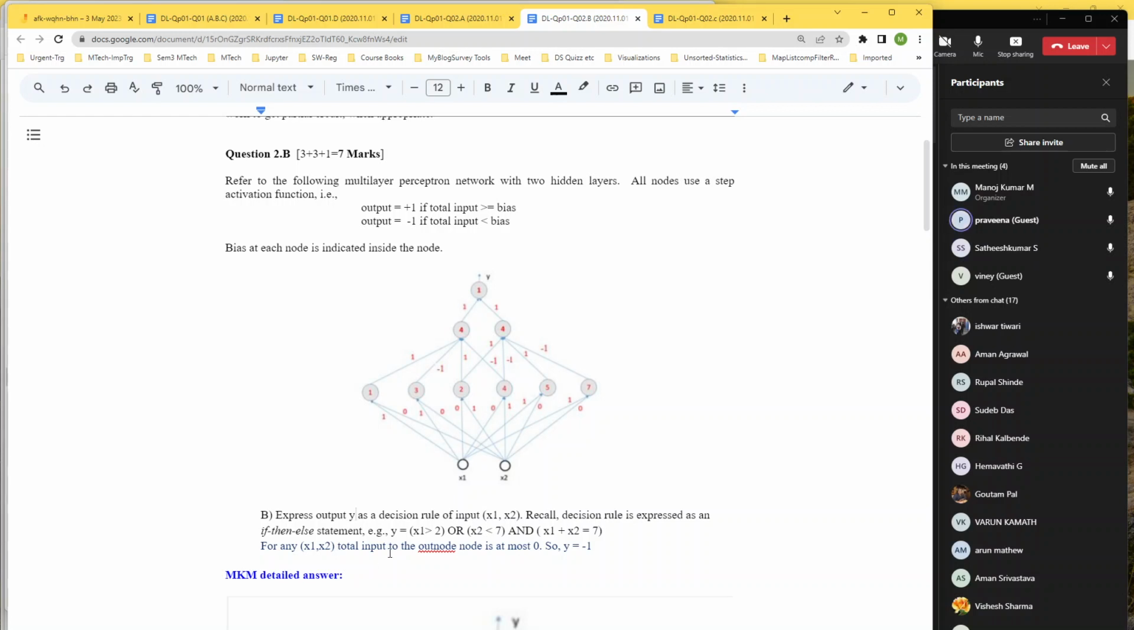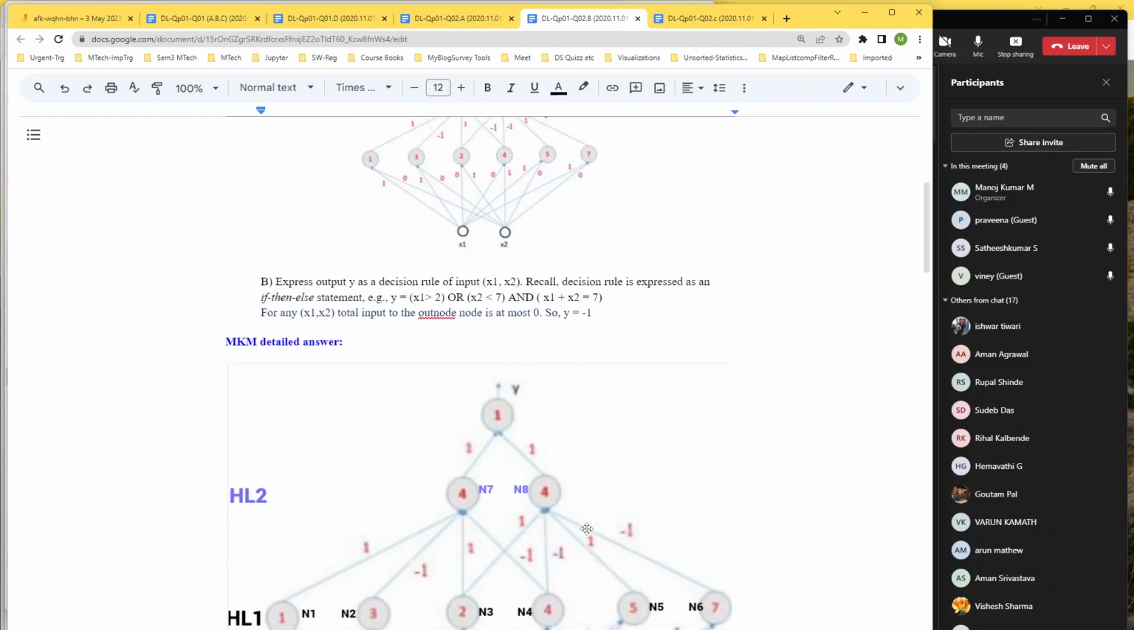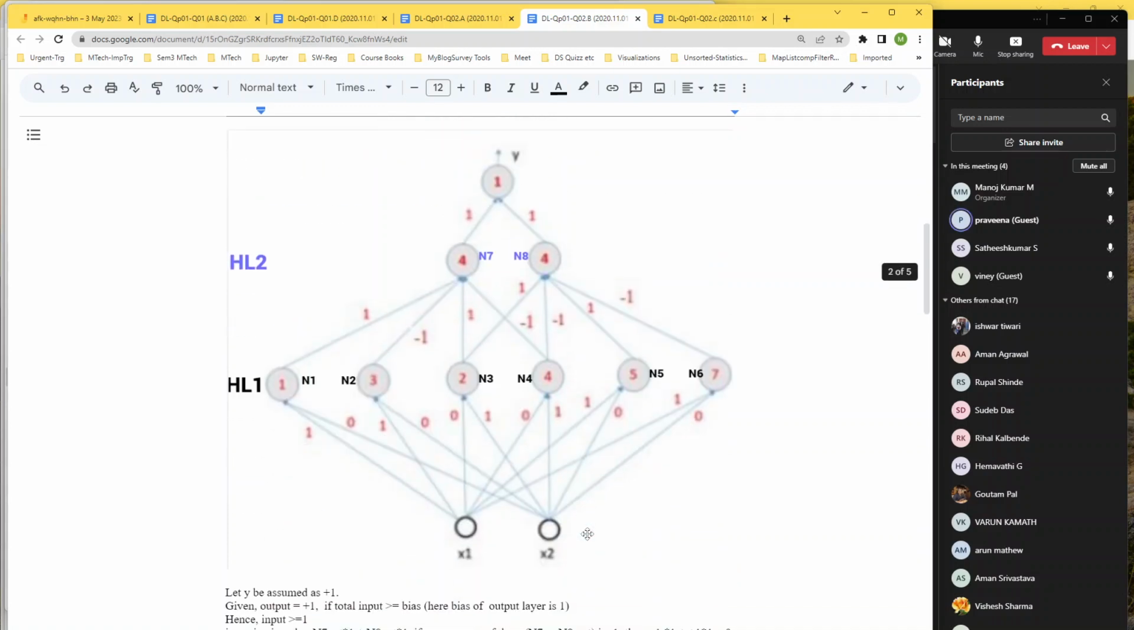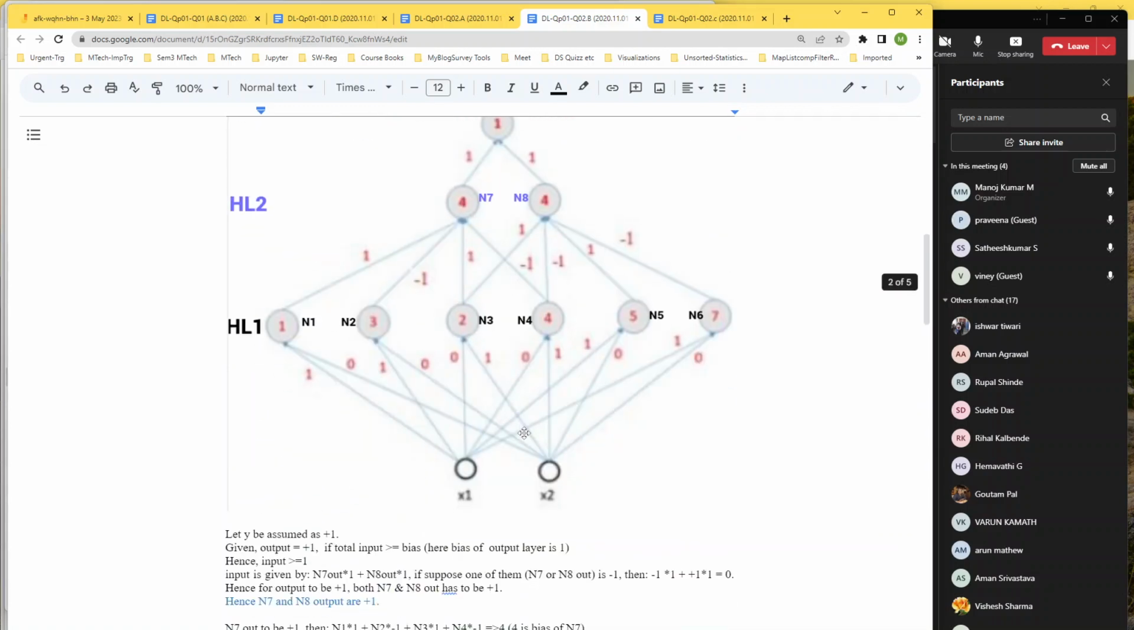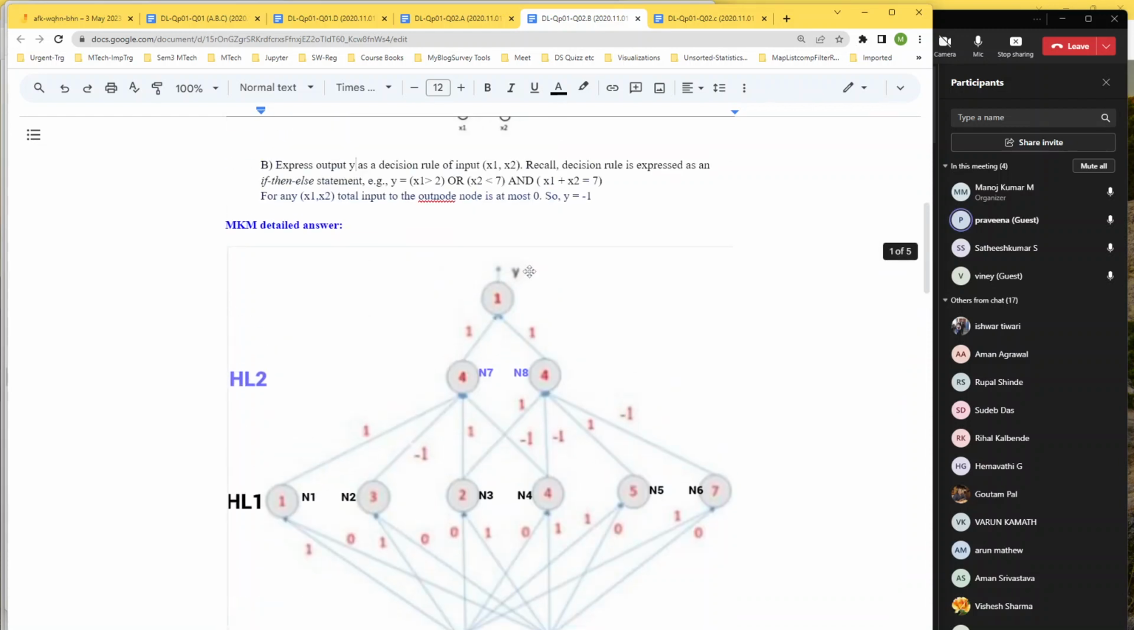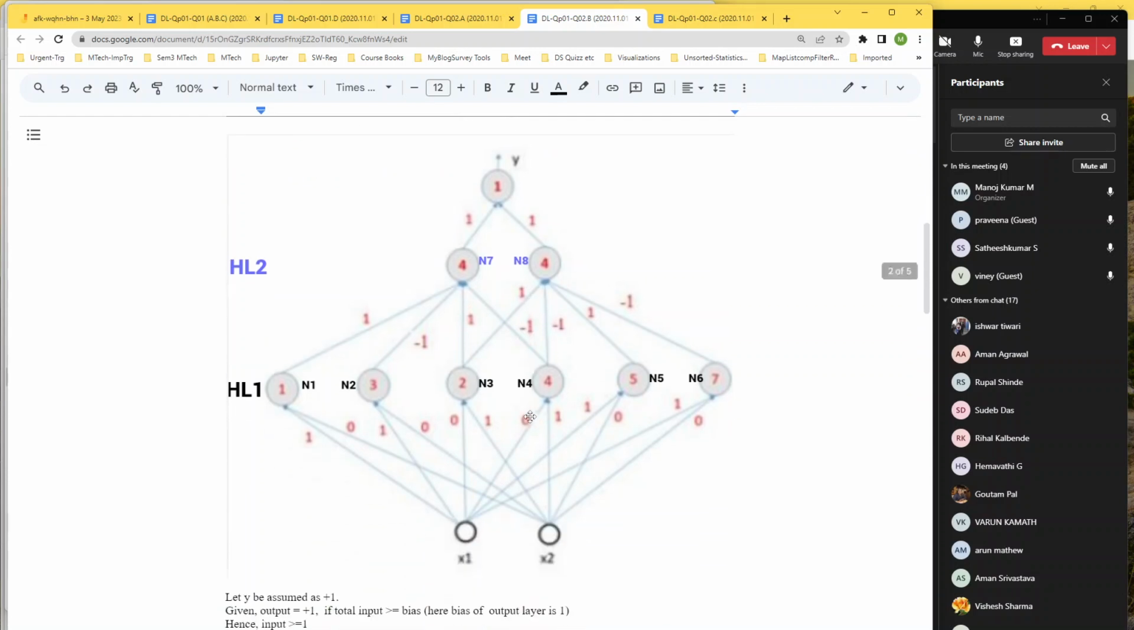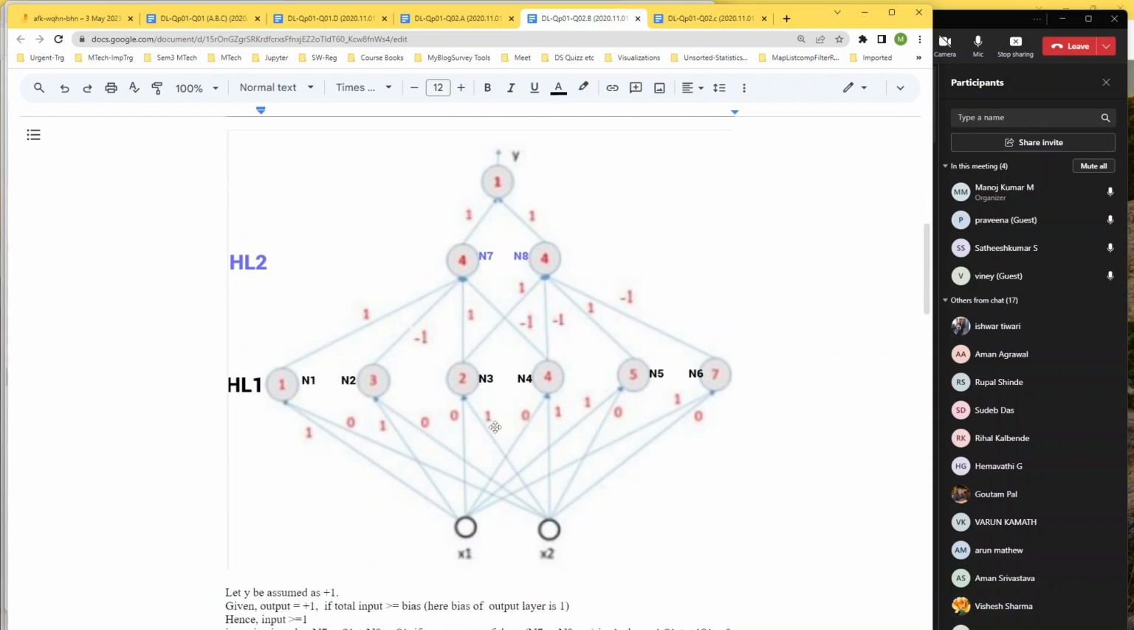I am assuming the output as plus 1, and trying to find values of x1 and x2 which will give me plus 1 in the output. After that we will find them for minus 1. So that's the strategy.